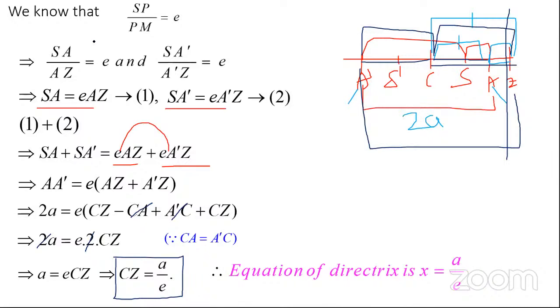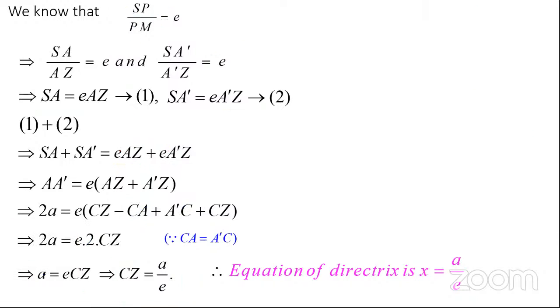So first we have to take the ratio. Then we get the equations: SA equal to EAZ is equation 1, and SA dash equal to EA dash Z is equation 2. Then just 1 plus 2, and you will get these values as per the diagram. So next, this is 1 plus 2. Next I'm going to 1 minus 2. This is SA dash.